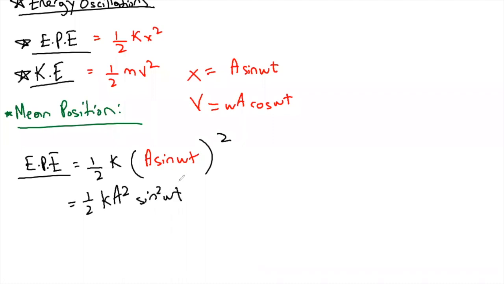Okay, now this is the part where if you miss my word, you're going to get left behind and you're going to miss the concept. So make sure you're attentive. So I have 1 over 2 kA squared sine squared omega t. That's a lot of math, so get prepared. Now, KE, 1 over 2 mv squared. 1 over 2 m times omega A cos omega t, squared.